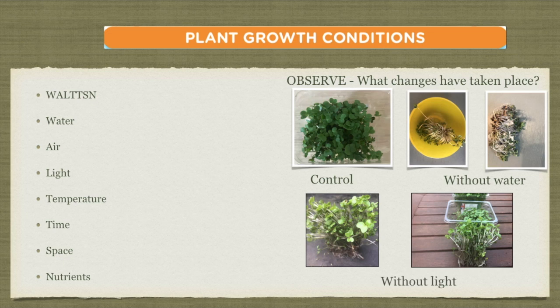In the bottom we have cress that was put in a dark area. So it had water, it had air, it had reasonable temperature, had space, had nutrients, but no light. Can you see the difference between the cress without light and the control? Look at the change in colour. There's a big difference in colour.